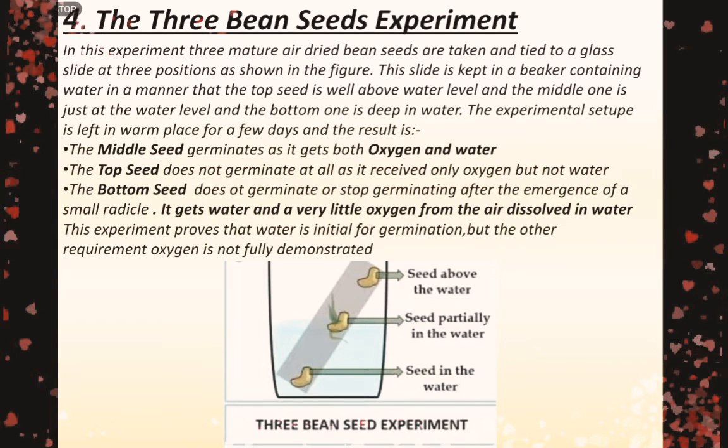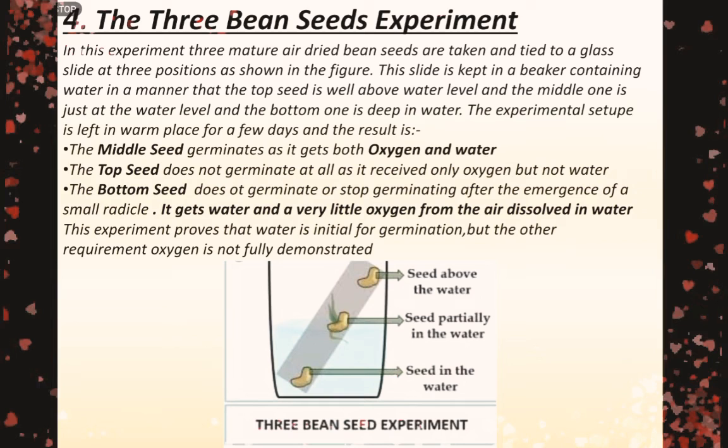This slide is kept in a beaker containing water in a manner that the top seed is well above the water level, the middle one is just at the water level, meaning the surface, and the bottom one is deep in the water. The experimental setup is left in a warm place for a few days, and the result goes here. The middle seed germinates as it gets oxygen, water, and also temperature.